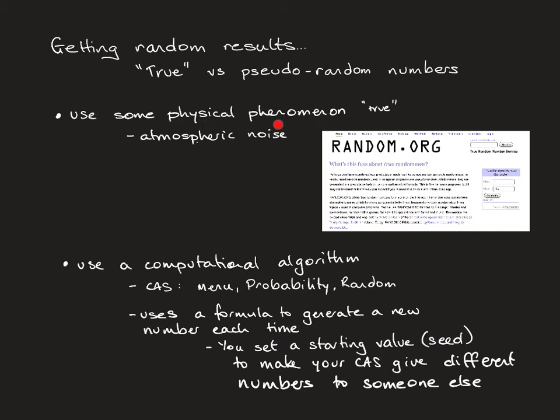If you're interested in finding out more about physical phenomena, or actually using atmospheric noise to generate some random numbers, you can use random.org. If you're interested in going down the rabbit hole of randomness, go to their website, click on Learn More and Introduction to Randomness. But this true random number generator that is sitting here on their website actually uses atmospheric noise, the level of noise in the atmosphere, to generate random numbers.